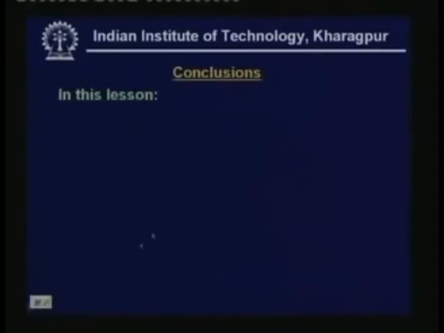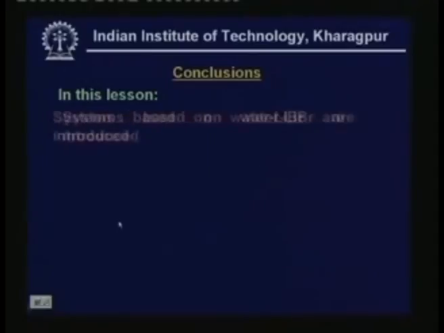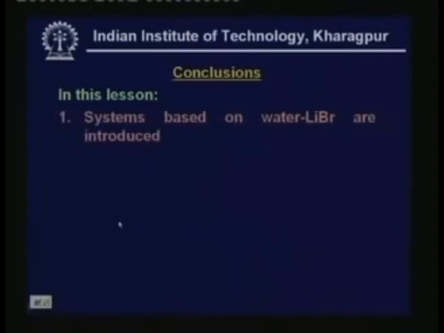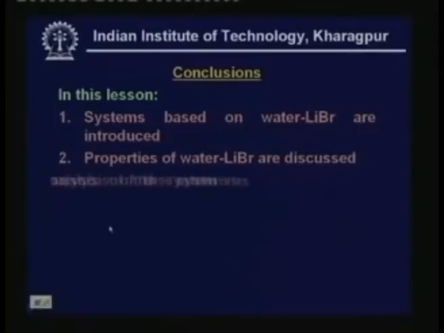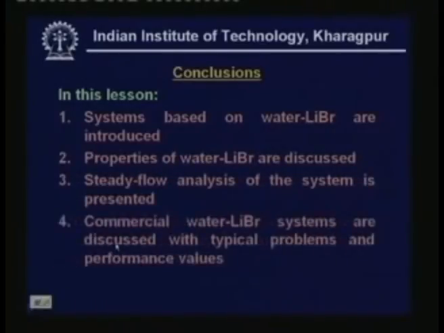So let me quickly conclude what we have learned in this lesson. In this lesson we have discussed systems based on the water lithium bromide refrigerant absorbent pair, properties of water lithium bromide are discussed and property charts are shown, a steady flow analysis of the system is presented, and commercial water lithium bromide systems are discussed with typical problems and performance values. In the next lecture I shall discuss absorption systems based on ammonia water refrigerant absorbent pairs. Thank you.